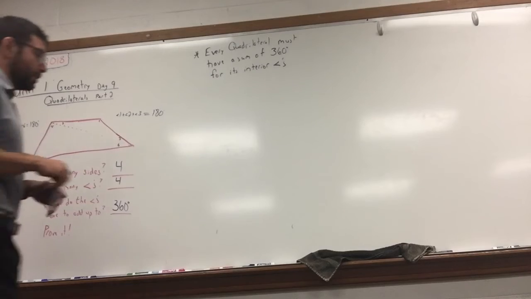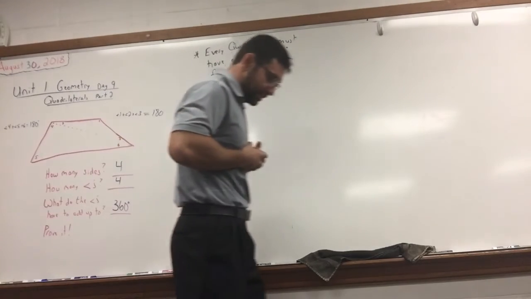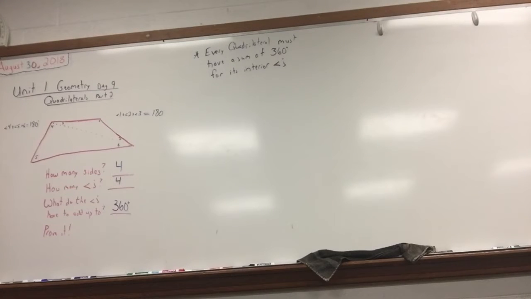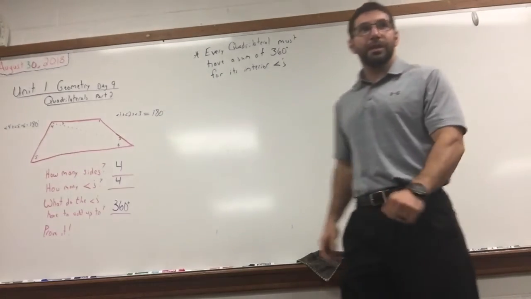Yesterday, we talked about a couple things. We talked about parallel, which were lines, rays, or segments that never intersect. We talked about perpendicular, lines, rays, or segments that intersect to form a 90 degree angle. So now we are going to talk about the special quadrilaterals.